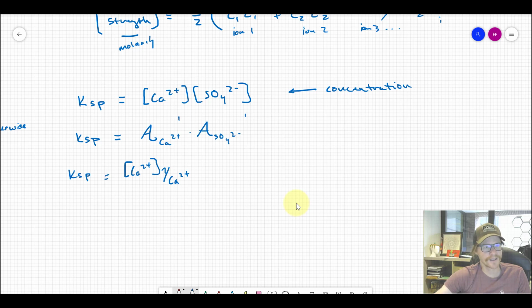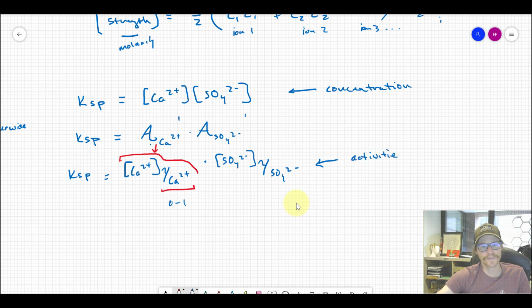So KSP is equal to, in this case, the concentration of calcium multiplied by this adjustment factor, gamma calcium, which is the activity coefficient. That's all multiplied by the concentration of sulfate in solution multiplied by its correction factor, gamma sulfate. I'll show you how to compute those correction factors. Those values are anywhere from 0 to 1, and they'll adjust the apparent concentration of calcium in solution. And so this is the true way, using activities, to relate to our overall equilibrium constant.